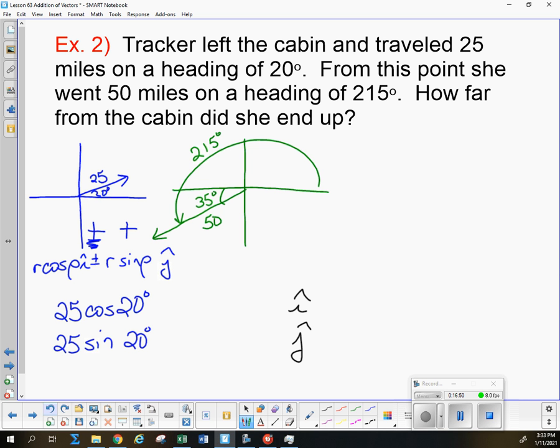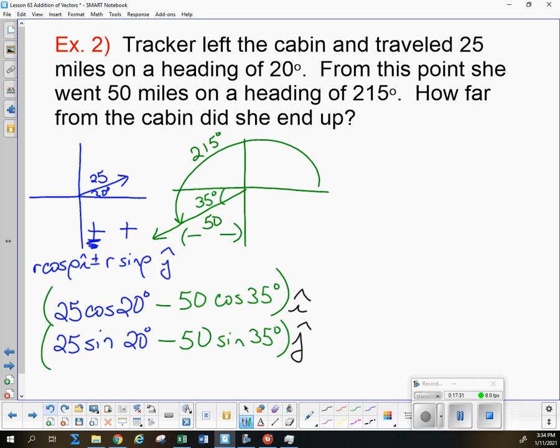If it is not in the first quadrant, I want the obtuse angle, or the one that's even more than 180 degrees, and I want the reference angle on there. This quadrant is going to be negative, negative. So my i-hat and j-hat parts will both be negative. So I'm going to do a minus and a minus. For this one, the length is 50. The i-hat, I'm going to use cosine 35 degrees, and the j-hat, I'm going to use sine of 35 degrees.